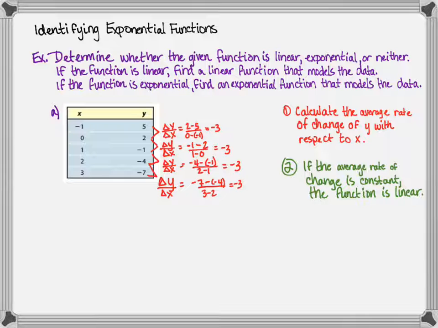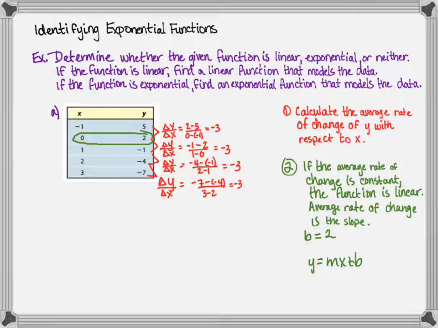If the average rate of change is constant, then the function is linear. And the average rate of change is the slope. So we have a slope of negative 3. Now, notice, we have this row where x is 0 and y is 2. This is telling us our y-intercept. So b is 2. So in the equation y equals mx plus b, we can replace m with negative 3 and b with 2, and we get y equals negative 3x plus 2.